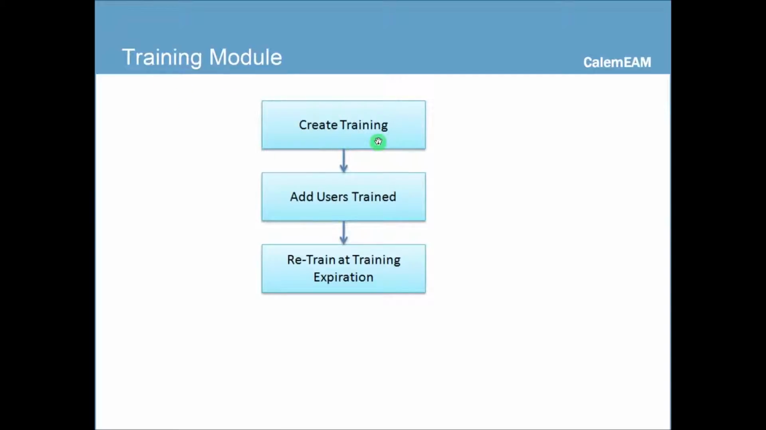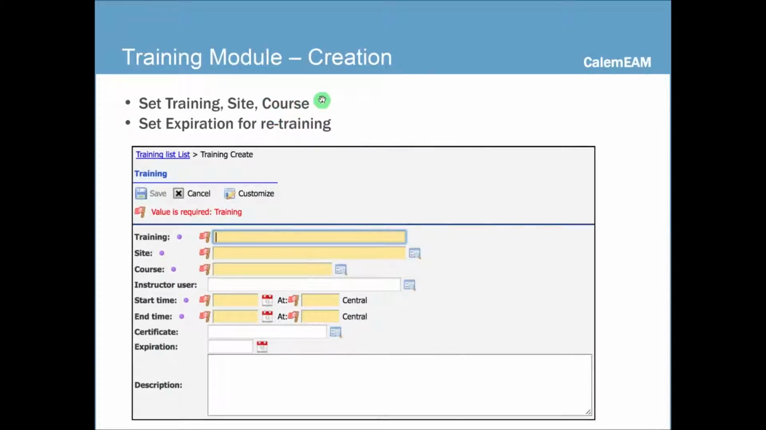For the training module, essentially you create a training, you record users who attended the training, complete the training, and also you want to retrain. So you set training expiration and it reminds you to retrain people when the training expires. To create a training, you give a training a name, specify the site, what's the course you're training, who's the instructor, the start and ending time, and you can also set expiration if it requires retraining.